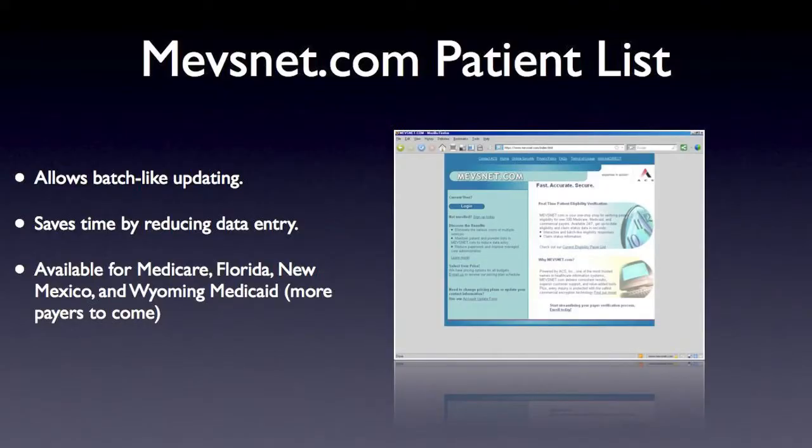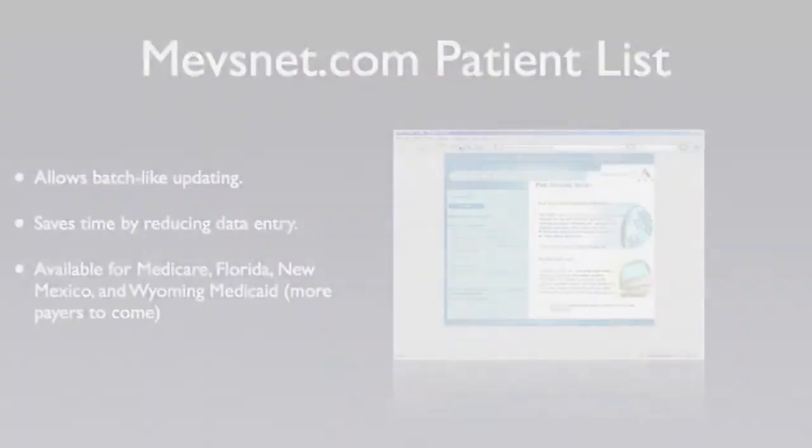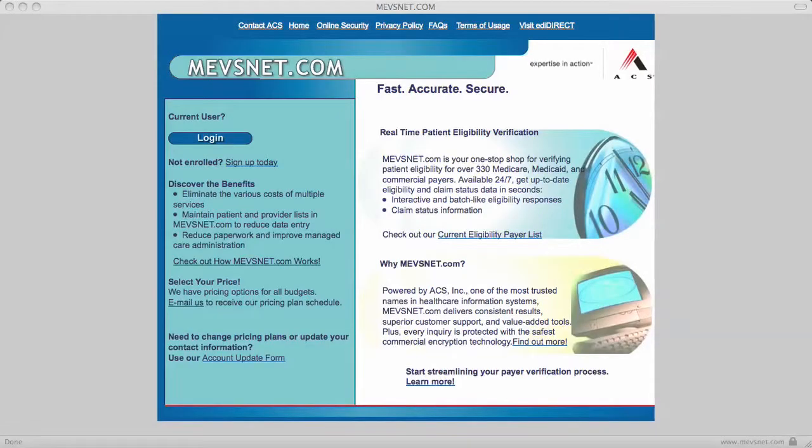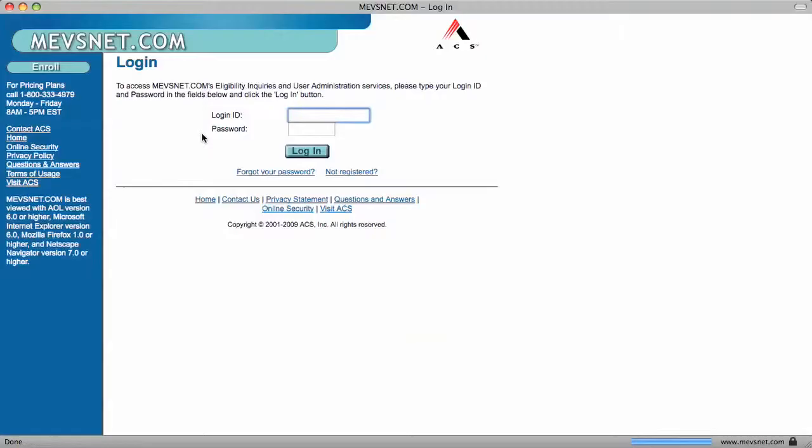MevsNet.com's unique patient list feature allows you to do a batch-like updating for the patients you see on a consistent basis without having to enter their information over and over again. This feature is currently offered to Florida Medicaid, New Mexico Medicaid, Wyoming Medicaid, and Medicare, with more payers to come in the future. Let's look at how it works.